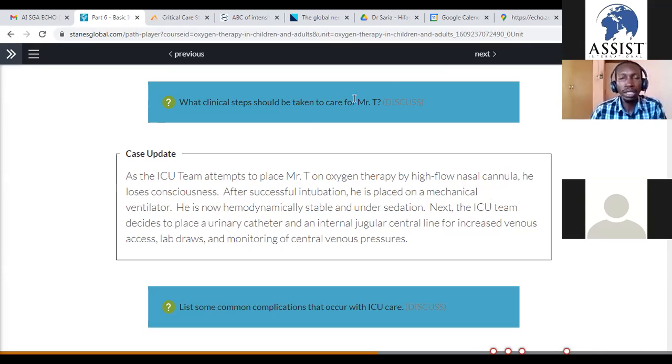So in short, complications are there. There can be a lot of them, and they can be associated either directly with our care or indirectly with whatever we are doing.